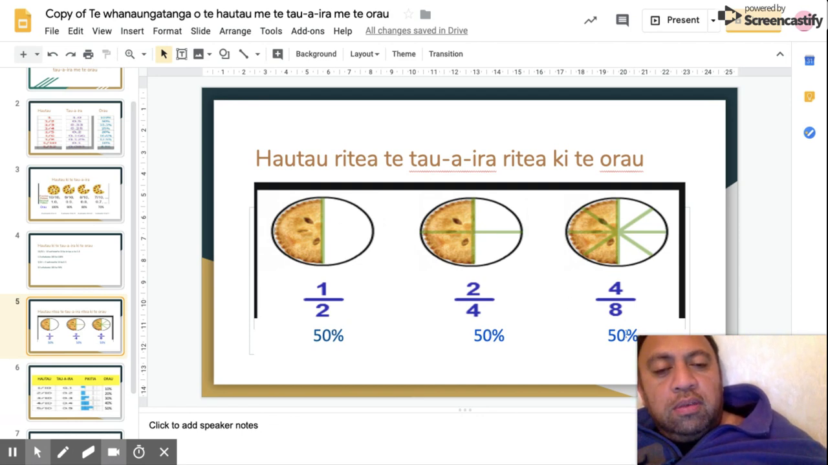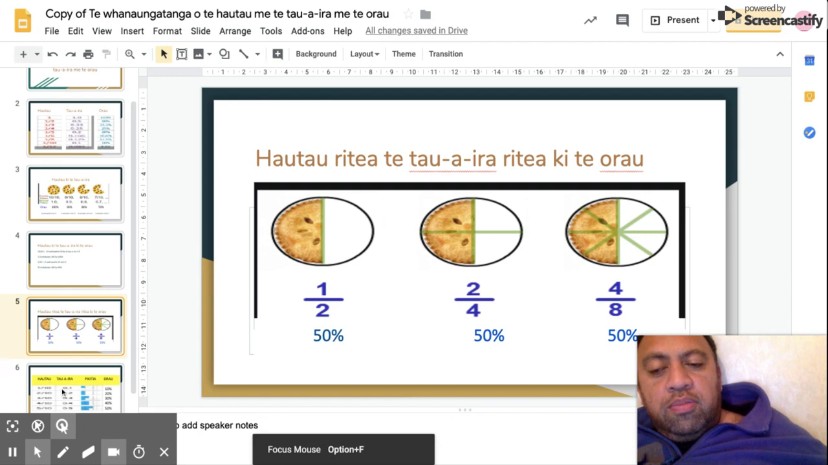50%, 50%. So the same as if this was a tauira, a half of one whole, 1.0, is 0.5, and the same with this, 0.5 and 0.5.